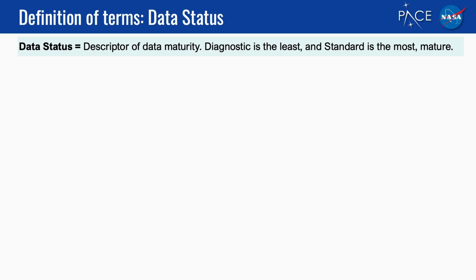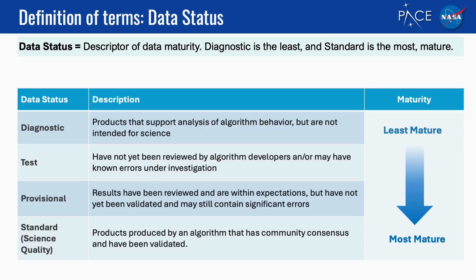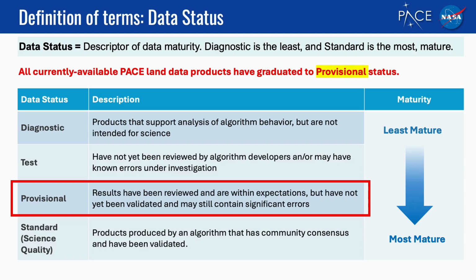It's important to know your data status. So data status is a descriptor of the data maturity, where diagnostic is the least mature and standard is the most. All currently available PACE land data products have graduated to provisional status.